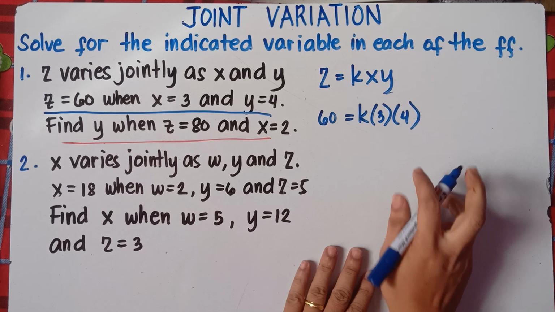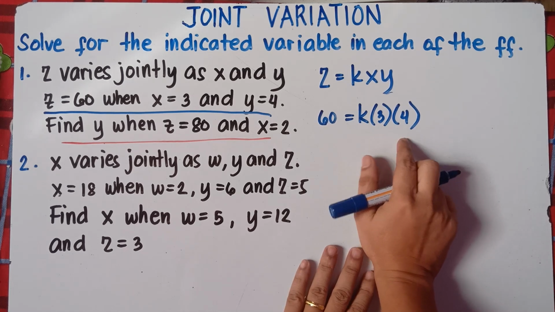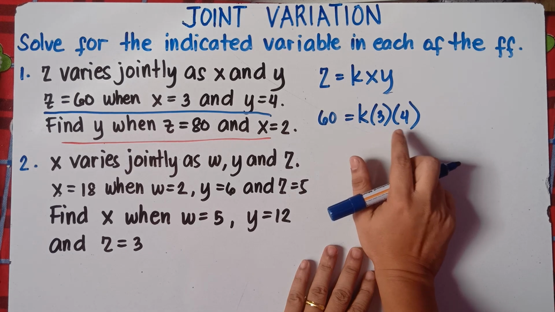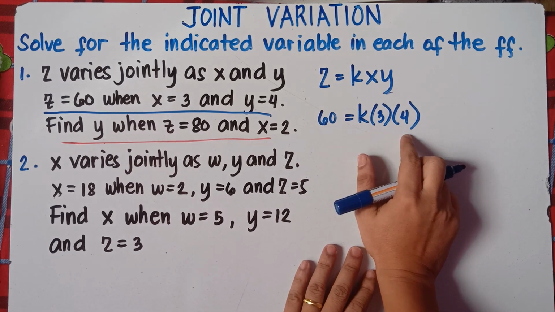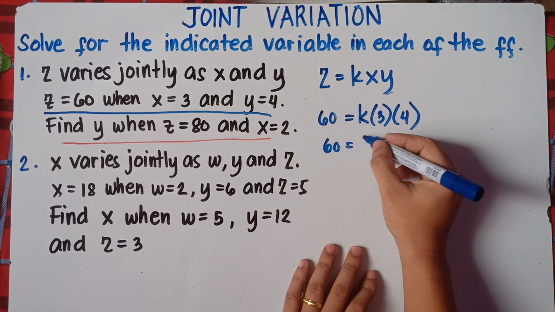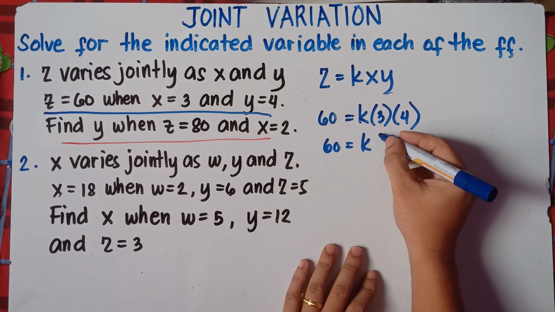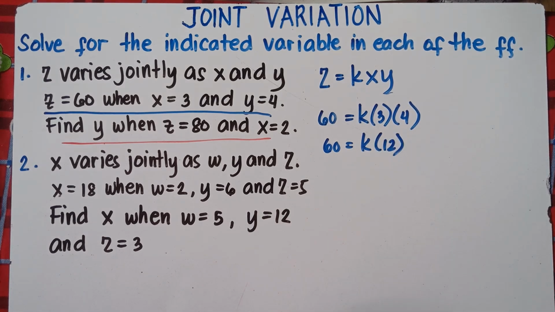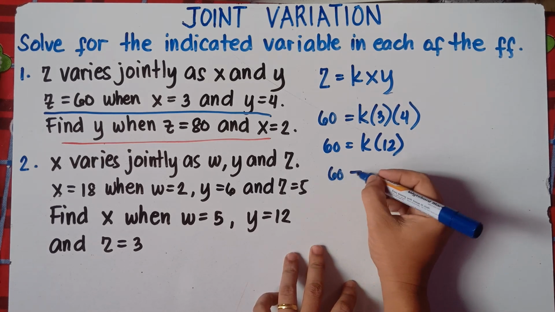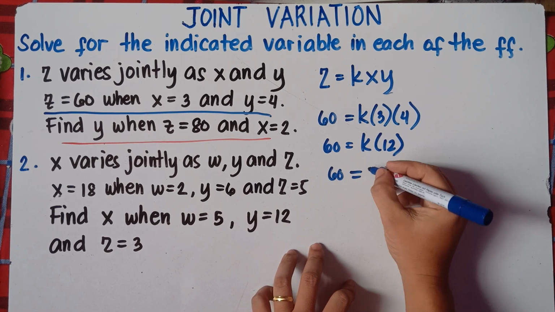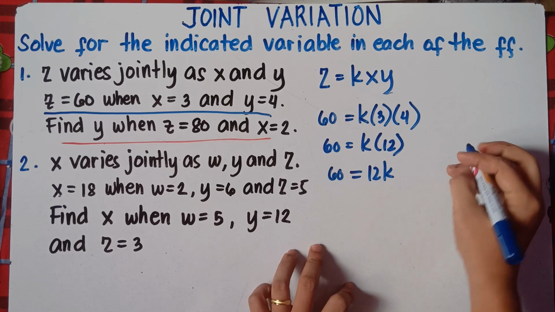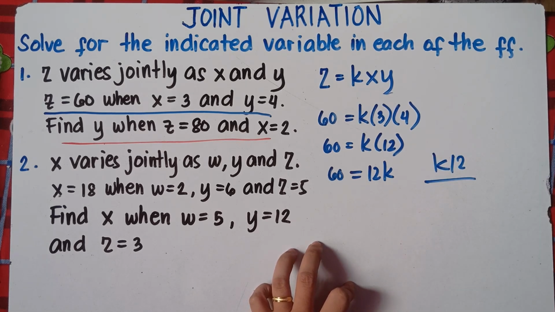Alright, and then you multiply. K times 3 is 3k, times 4 is 12k. Or we can simply multiply the numbers first. 60 equals k, 3 times 4 is 12. And then k times 12 is 12k. Once again, class, k times 12 should be 12k. The number should come first before the variable. So it's not k12, class. We don't have the form k12.